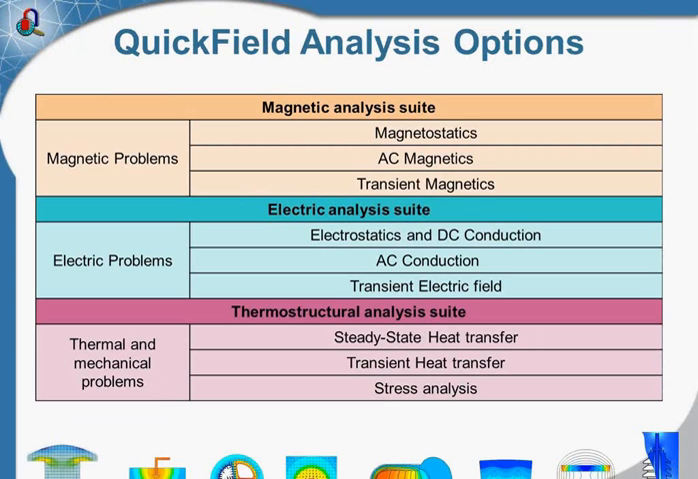QuickField is multi-physical finite element software supporting many types of field analysis. They are grouped as electric, magnetic, and thermostructural suites. Electric group includes electrostatics, AC and DC conduction, and also transient nonlinear electric analysis. Magnetic suite combines DC magnetics, AC magnetics, and transient magnetic analysis packages. Thermostructural suite includes static and transient heat transfer, and also stress analysis. Pulsed power application may require any of these models.